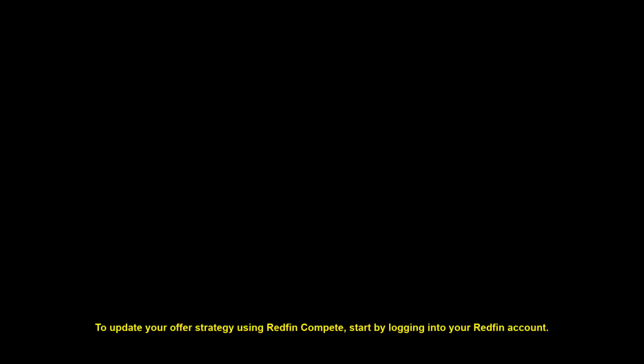Clearly. To update your offer strategy using Redfin Compete, start by logging into your Redfin account. Once logged in, navigate to the Compete section on the main dashboard. Select the property you are interested in from the list of available listings. Review the current market data presented for that property.